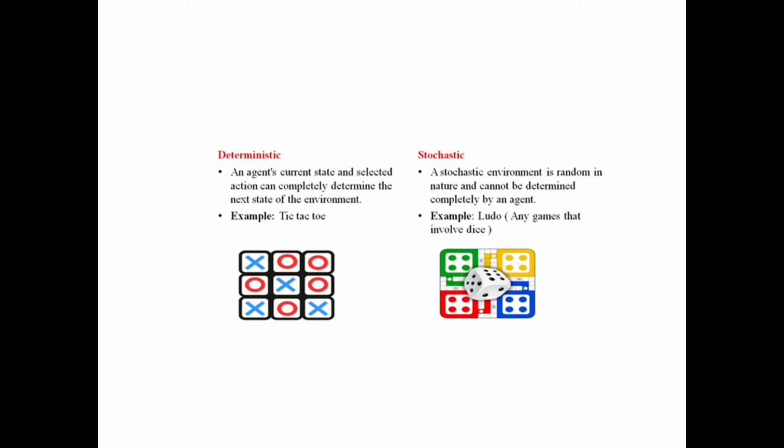Coming to the stochastic, it is random. Here the output is random, so that's why we consider the Ludo game, or any game that involves dice. In this particular game, the agent's environment is random in nature and cannot be completely determined by the agent.